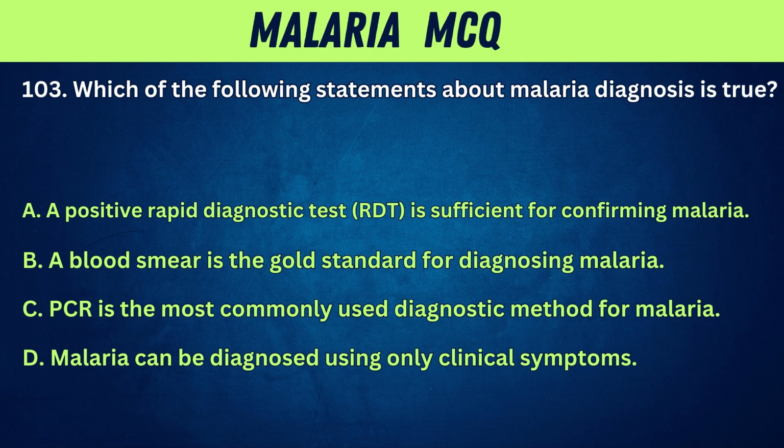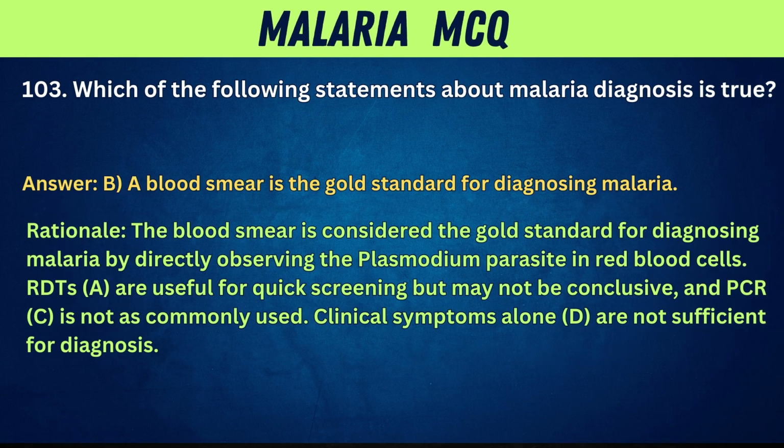B. A blood smear is the gold standard for diagnosing malaria. C. PCR is the most commonly used diagnostic method for malaria. D. Malaria can be diagnosed using only clinical symptoms. Answer: B. A blood smear is the gold standard for diagnosing malaria.